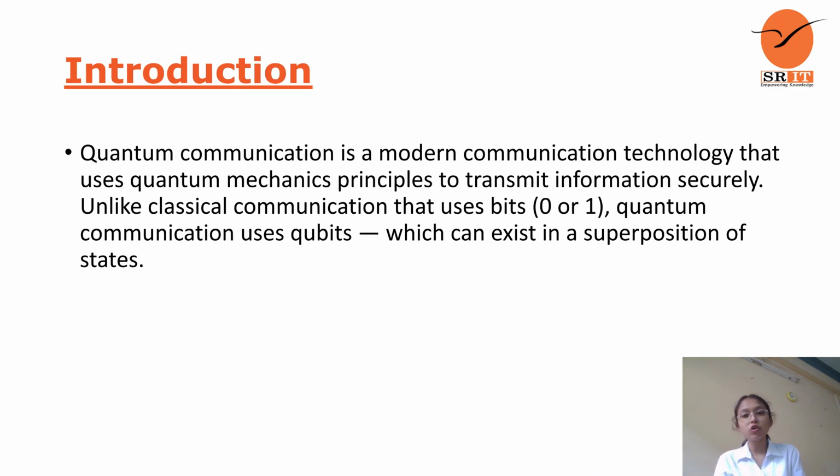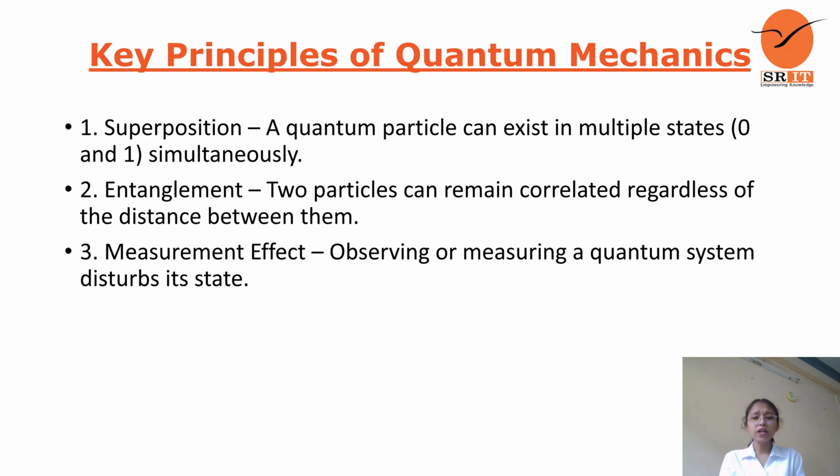Quantum communication is a modern communication technology that uses quantum mechanics principles to transmit information securely. Unlike classical communication that uses bits, that is 0 or 1, quantum communication uses qubits, which can exist in a superposition of states. So basically the goal is to achieve ultra secure and tamper proof data transmission that cannot be intercepted without detection, and that is the reason why we use quantum communication when compared to classical ways of communication. Now let's understand the key principles of quantum mechanics.